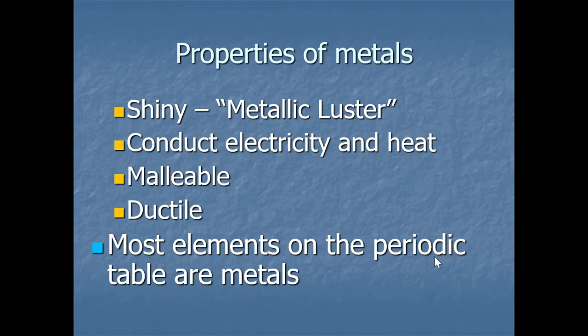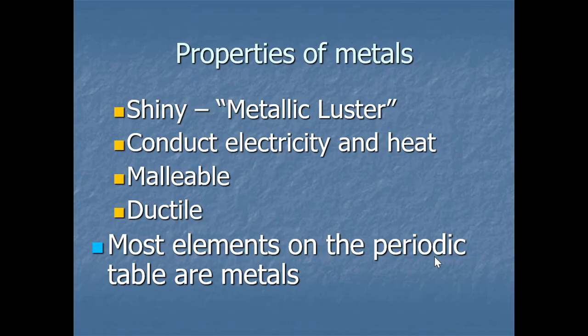And all metals conduct electricity and heat. That's because of their structure and how their electrons are bound together. All of them are malleable. Malleable means that you can pound it with a hammer and it will dent rather than breaking into a bajillion pieces. It also means you can mold it into a shape. Last property of a metal is they are ductile, which means they can be drawn out into a wire. So all metals have all four of these properties. They are shiny, they conduct electricity and heat, they are malleable, and they are ductile.